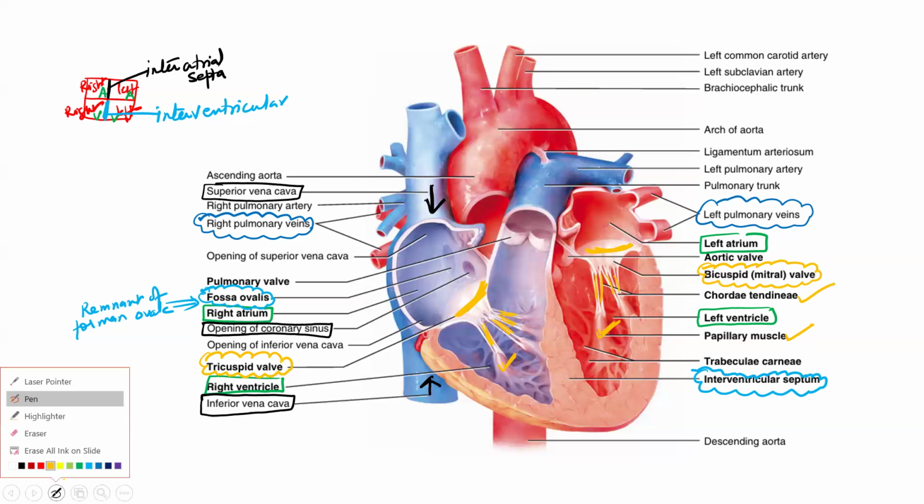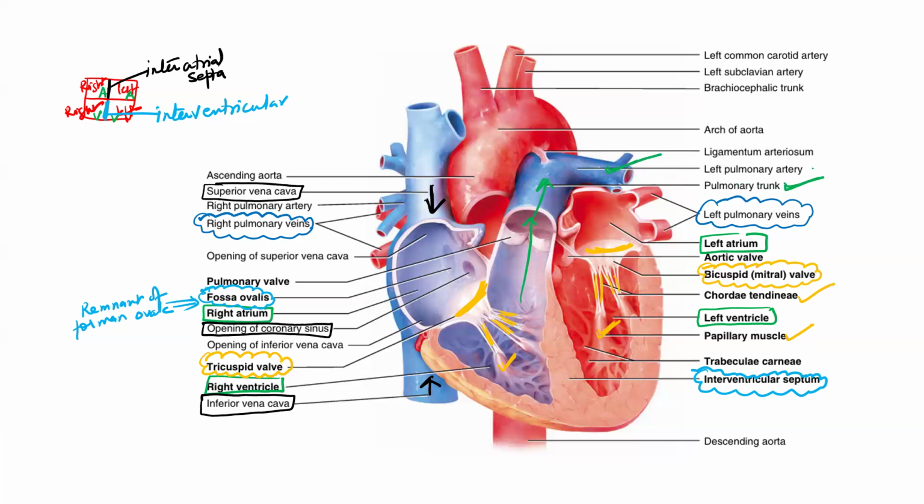Now from the ventricle, blood has to be pumped into the respective arteries. From the right ventricle, blood is pumped into the pulmonary artery. You can see the pulmonary trunk, which divides into the left pulmonary artery and the right pulmonary artery, to supply blood to the lungs for oxygenation.